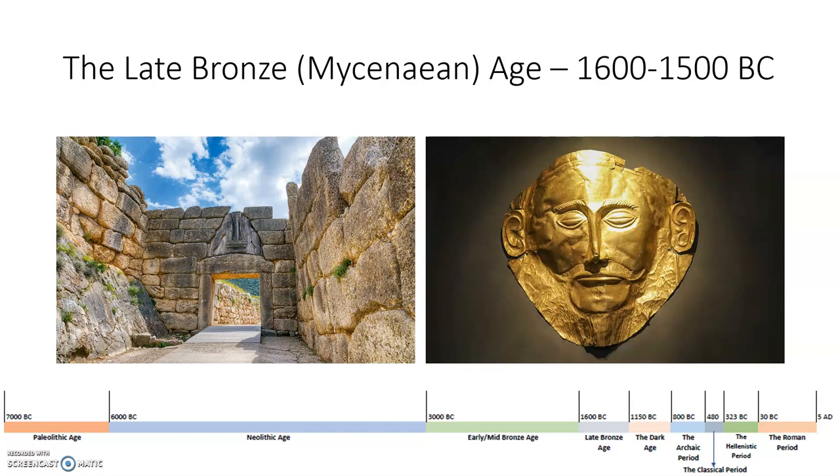This period came to an end when the Dorians, sons of Heracles, overtook the Mycenaeans in 1150 BCE. Fire destroyed the palaces, and Greece sank into the Dark Ages for about 400 years.